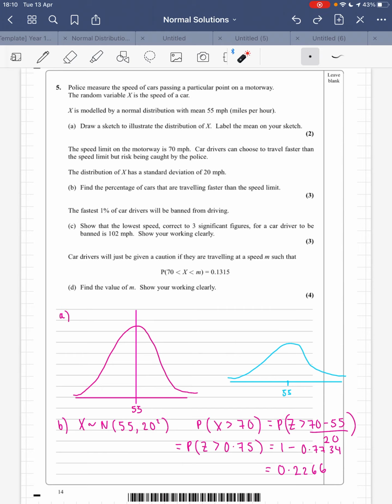Again, my table doesn't give me greater than, it gives me less than, so I have to do 1 minus 0.7734, which is the probability that Z is less than 0.75. I find 0.75 in the table and read off this value. When I do 1 minus that, I get 0.2266. Oh, it says percentage, doesn't it? I haven't changed it to a percentage. So the answer actually is 22.66%, because it asked me to find the percentage of cars.